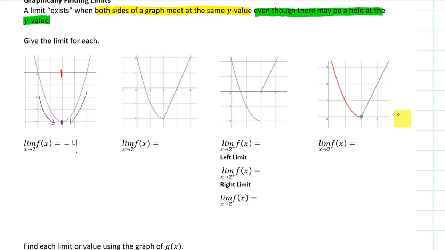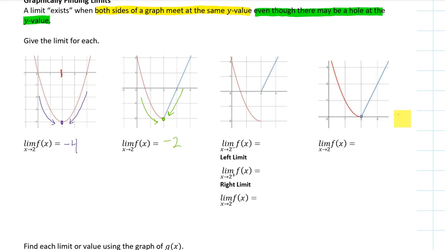Okay, I go to the next one. I do the same thing. X approaches 2. Now you'll notice I've got a slightly different graph here. Looks like half of a parabola and a straight line. So I can do the same thing though. It doesn't matter. As x comes down the left side, it is approaching the value of -2. As I come down the right side, or the positive side, that side is also approaching -2, so we're going to say that the limit is -2.